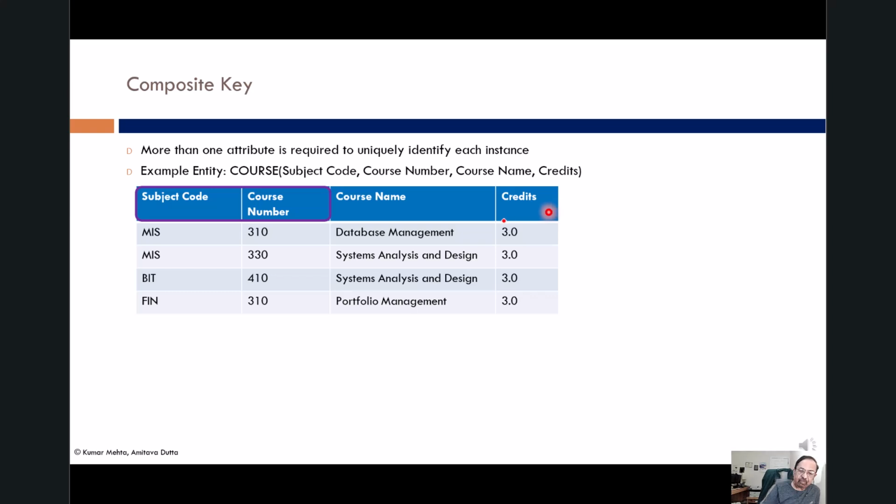Now, if I use only the subject code, that's going to be a problem, because if I simply say MIS, that could identify multiple courses. Similarly, if I use just the course number, let's say 310, that's also a problem because it could cut across subjects. So here you have 310 in MIS, you have 310 in finance. If I just say 310, I'm not able to uniquely identify an instance of a course. So what do I need? I need the subject code as well as the course number together. So if I say MIS 310, that uniquely identifies an instance of a course. If I say finance 310, that uniquely identifies another instance of the entity course.